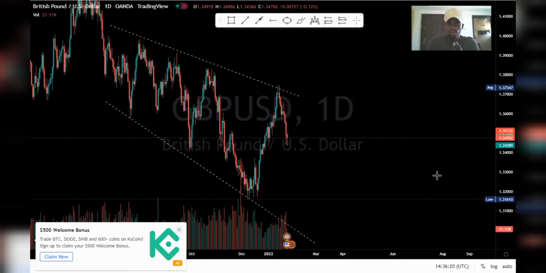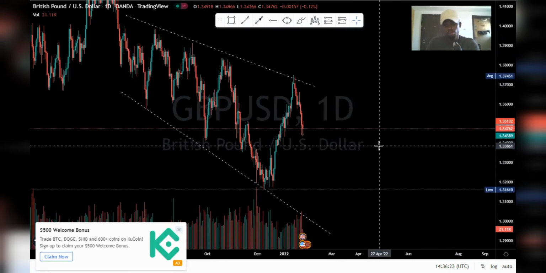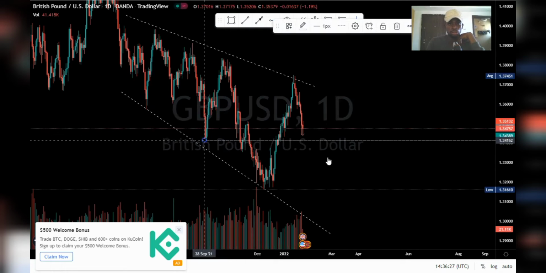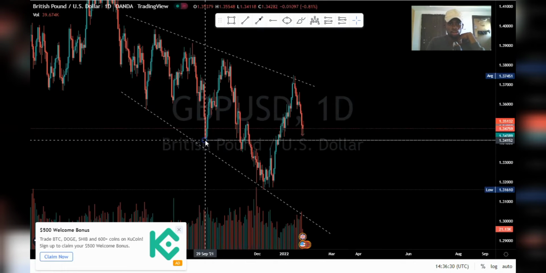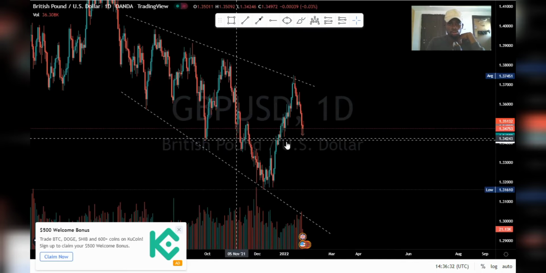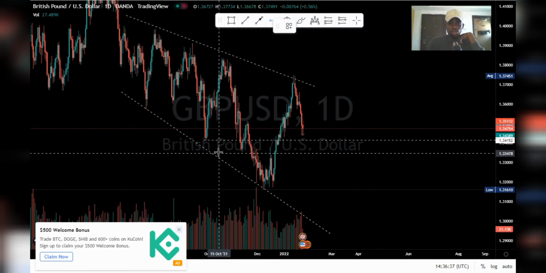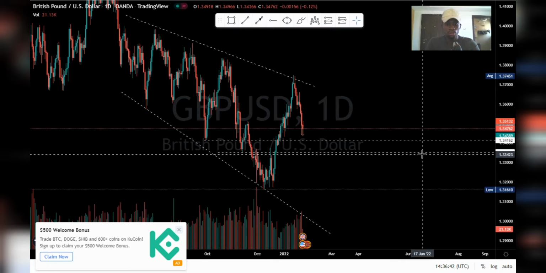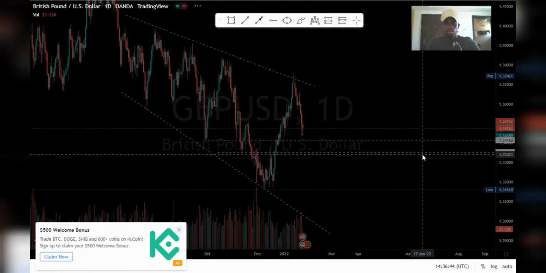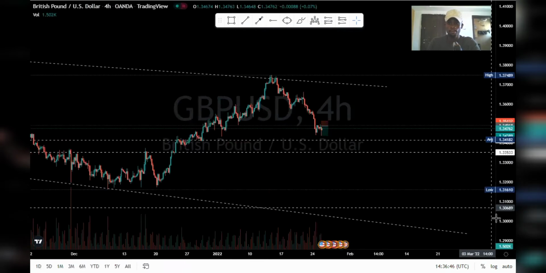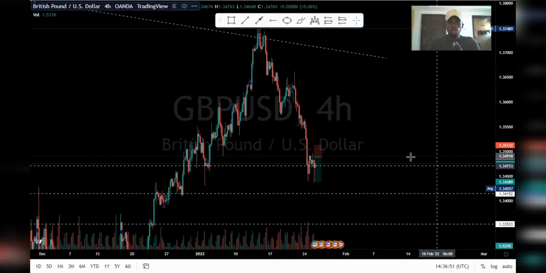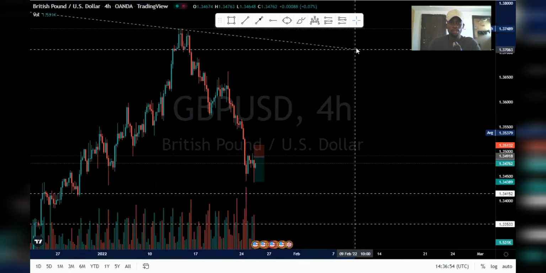Now I'll move to my H4 time frame. But before I do so, we need to take note of some support right here. This is a support, a strong key level where price might tend to react. That is my daily time frame. So now I'll move to the H4 time frame. I'm on the H4 time frame at the moment.